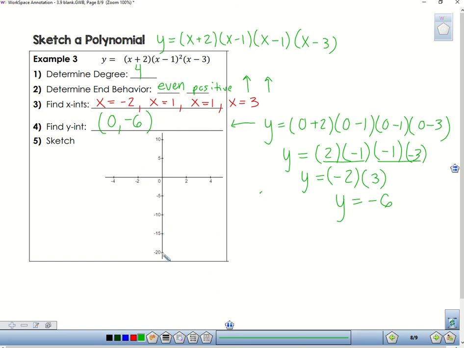So now the next thing we should do is plot our x and y-intercepts. You're going to go ahead and plot all of them. So negative 2, 0, 1, and 3. Looks like that. And then I'll plot my y-intercept, which is at 0, negative 6, so somewhere around here. So that's what your points should look like.